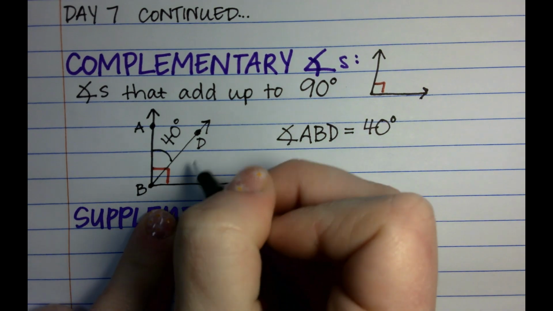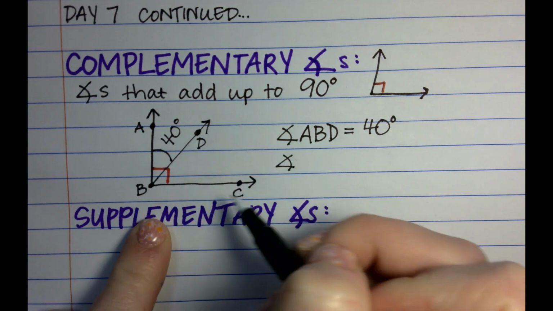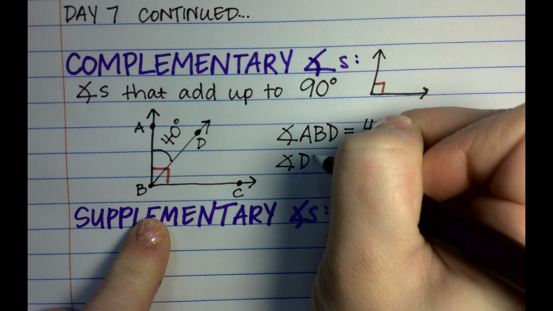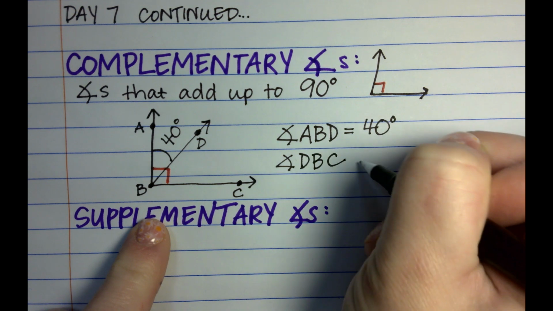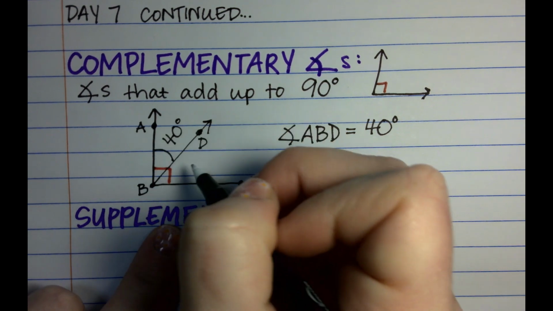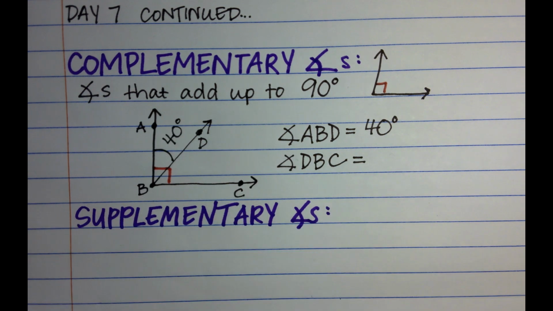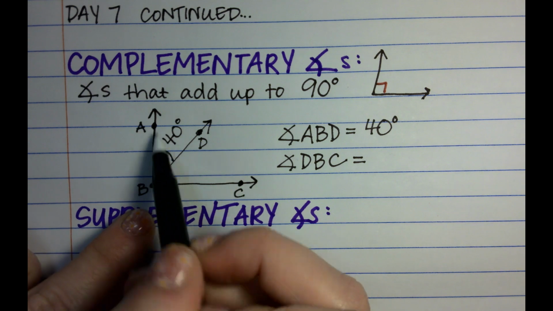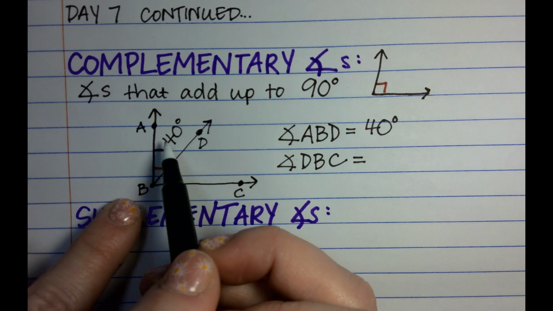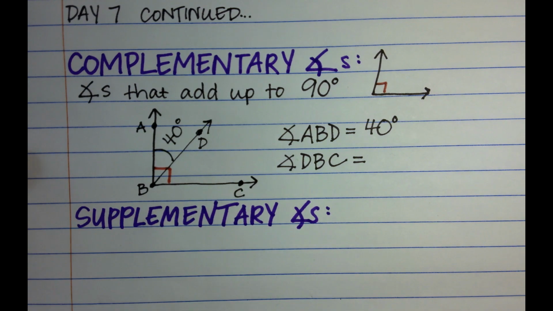Okay, so for my other angle, how would I name it? DBC, good. DBC. Anybody know how many degrees DBC would be? Yes. How many? 50. How'd you know that? Because it's a 90-degree angle. Yes, this whole angle ABC is 90 degrees. If I know that one of the angles inside is 40 degrees and they have to add up to 90, well, 40 plus 50 is 90.